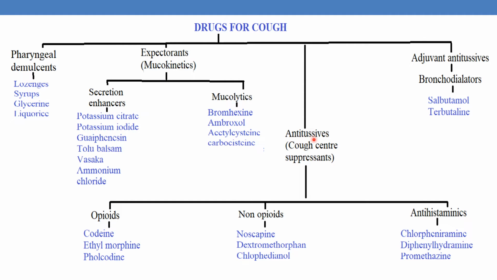And coming to antitussives, which are nothing but cough center suppressants, they are categorized into opioids, non-opioids, and antihistamines also come under antitussives. Examples of opioids are codeine, ethylmorphine, and pholcodine. Coming to non-opioid antitussives, examples are noscapine, dextromethorphan. Examples of antihistamines which act as antitussives are chlorpheniramine, diphenhydramine, and promethazine.